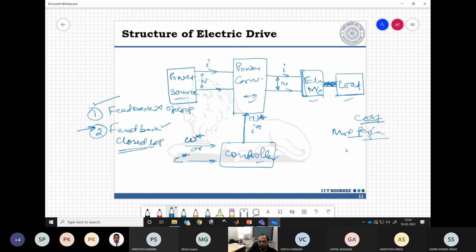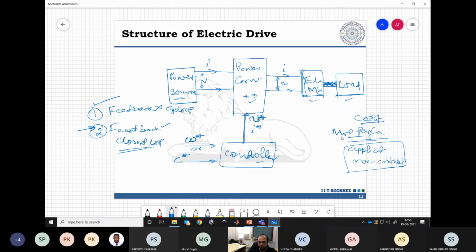Then where can we apply these kinds of open loop motor drives? To all the applications which are non-critical. Let's say we have a fan at home. We need not put a closed loop control for that. It is just running on the power supply directly. So that is a non-critical application. It is not going to have any speed control or torque control demand.